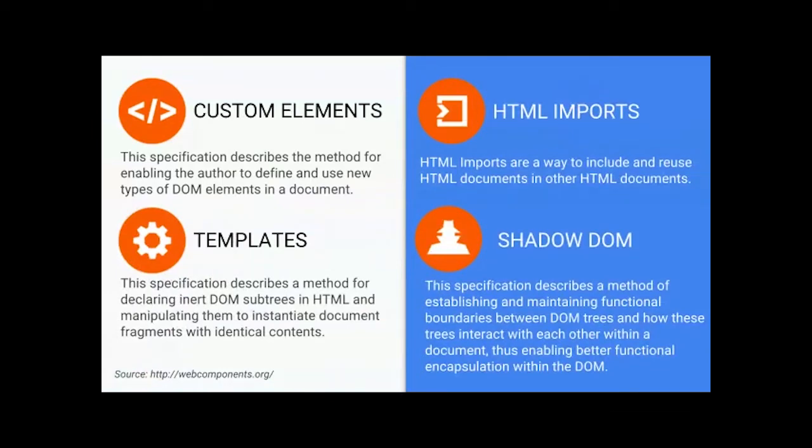Templates allows you to put markup into the page with it being completely inert. HTML imports allows you to import an HTML document which contains CSS, JavaScript, and whatever else you want in there. And the shadow DOM allows you to completely encapsulate these components so that you don't have to worry about your CSS bleeding through and affecting other components on the page. And you can use each of these specs individually of the others.